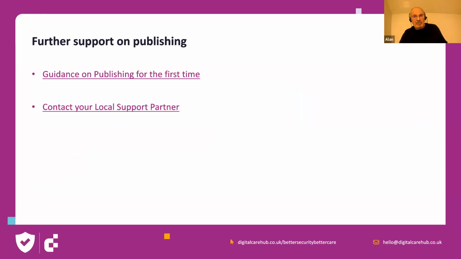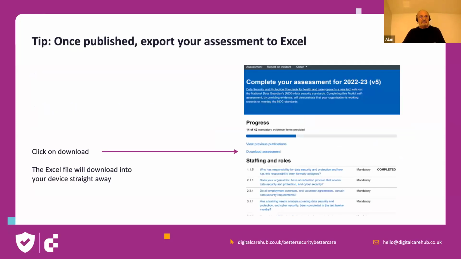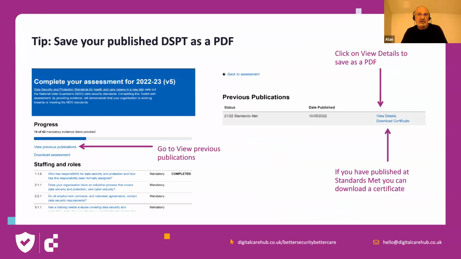So once you've published, you may want to access the information that you've put into your toolkit, and you can very simply download an Excel file which will contain all of the questions and all of the responses that you've put to them by clicking on the download assessment button. Or if you wanted a PDF version of that, then all you would need to do is to click on previous publications once you've logged into the toolkit, where it will then show you the various publications.